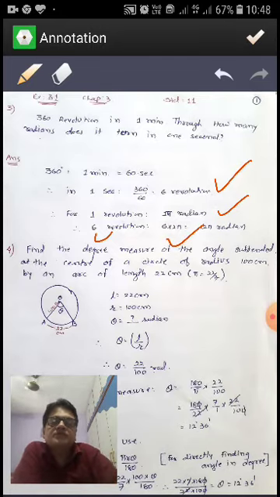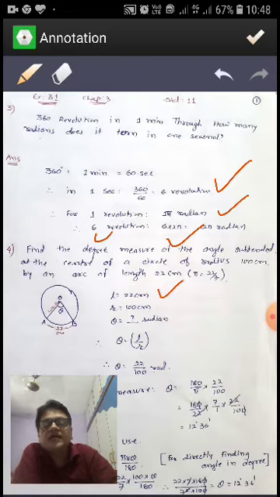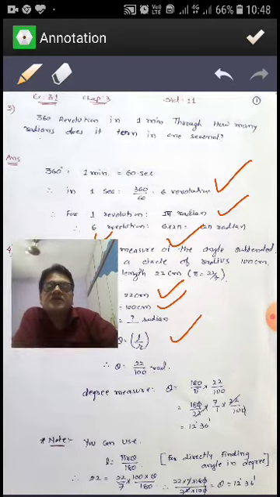Question number 4. Find the degree measure of the angle subtended at the center of a circle of radius 100 cm by an arc of length 22 cm. So what we are given here? We are given length of the arc and radius. We want to find theta. First we will get theta in radian measure and then we have to convert our theta in degree measure.